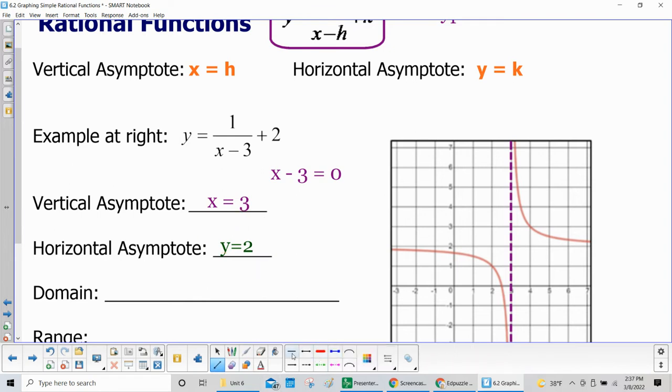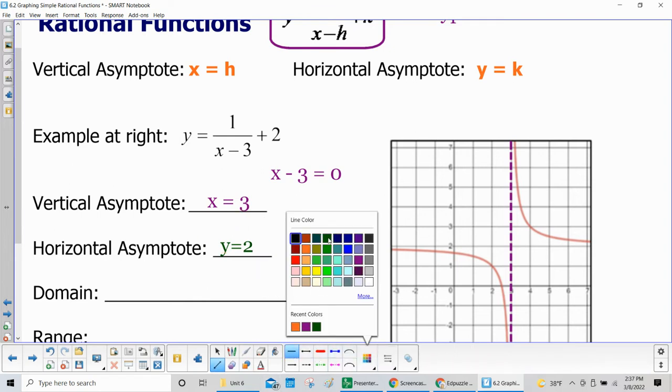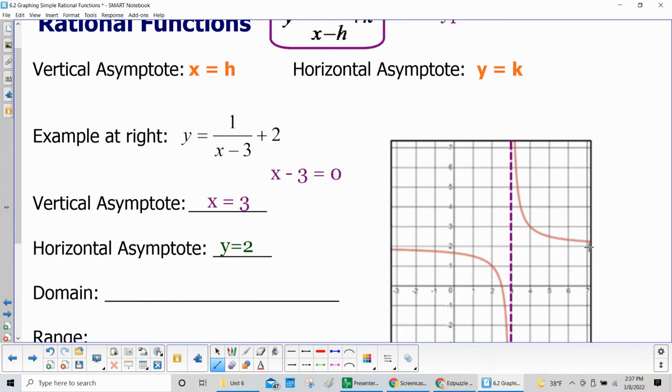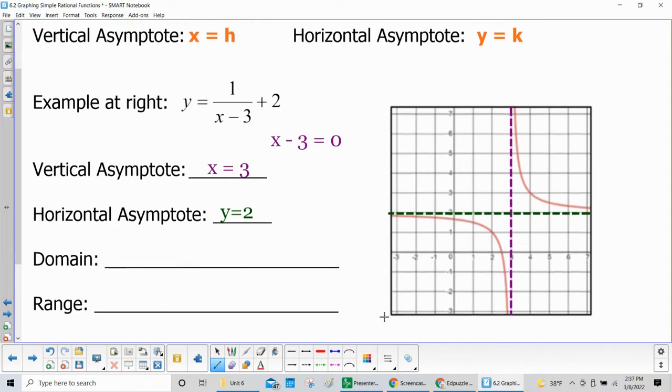So if I was to go on ahead and graph this horizontal line, I'm going to use, again, a dashed line to show, and that's going to be my horizontal line, y equals 2. So then the question becomes, well, what's the domain? That's a great question.